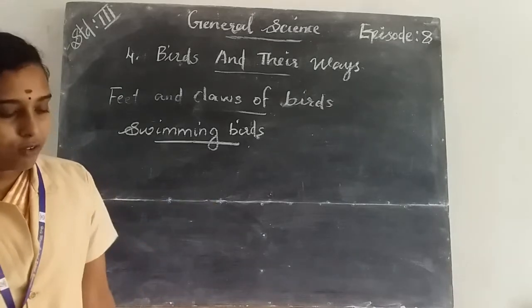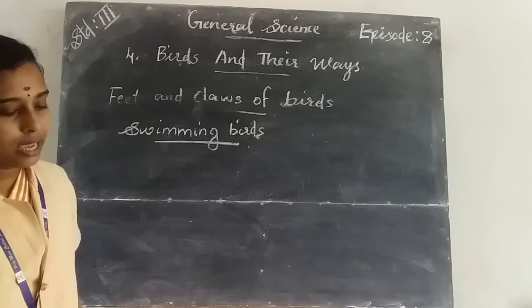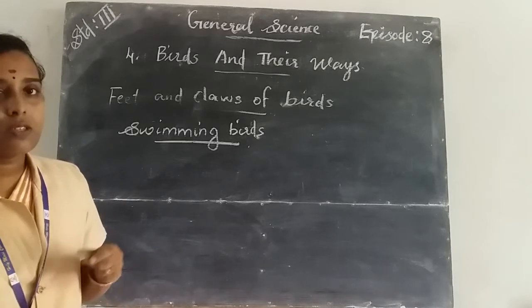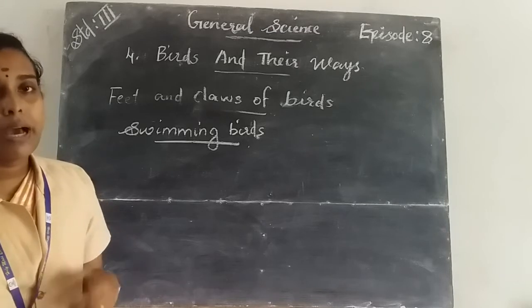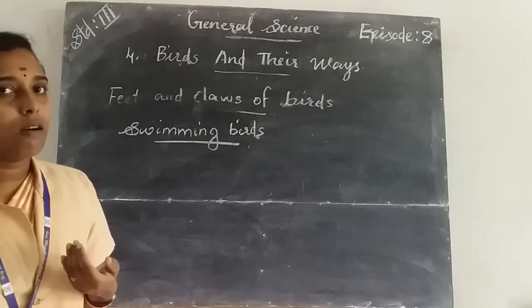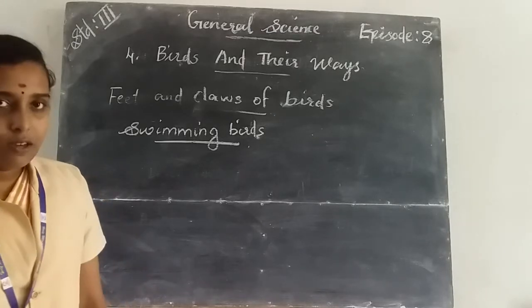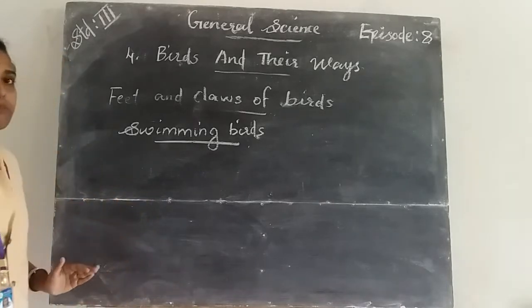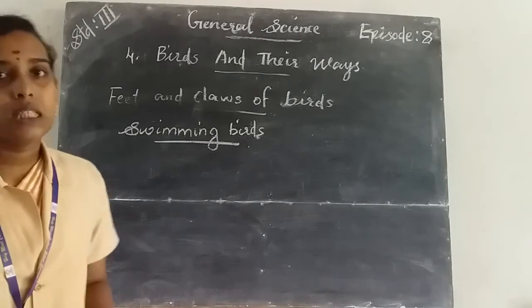So they have four toes, three front toes and one back toe, and the three front toes join together to form a web. Such types of feet are called webbed feet, and they use their webbed feet to swim. The webbed feet of a swimming bird help them to swim.